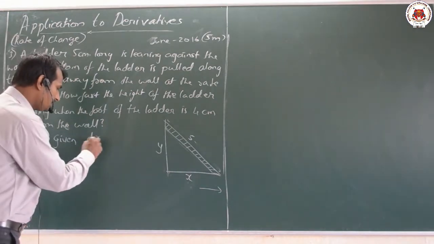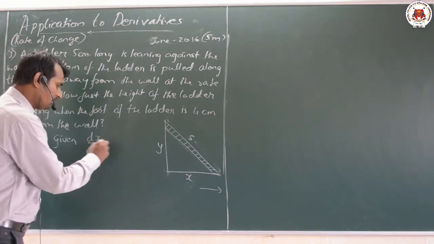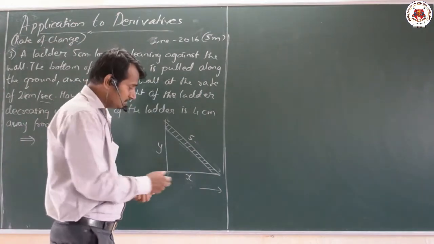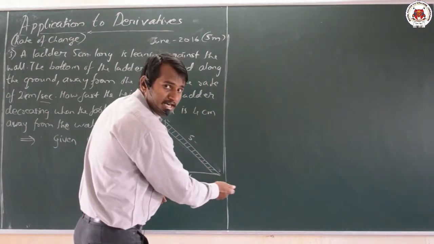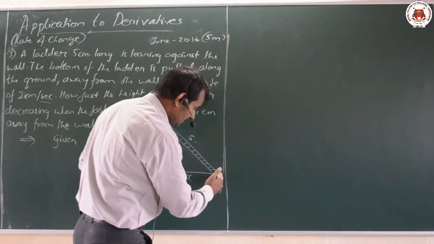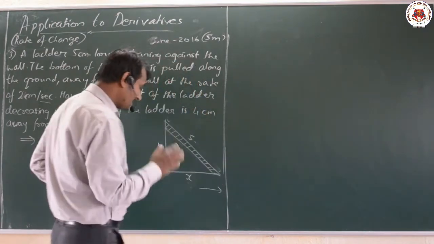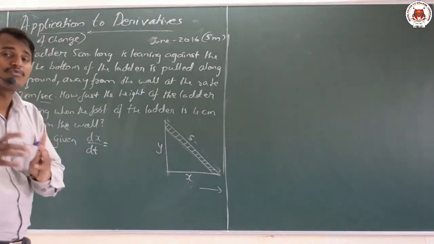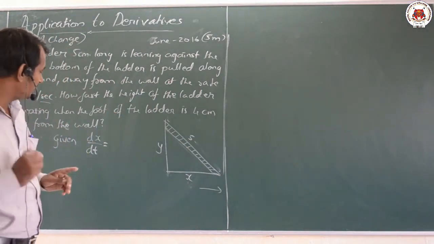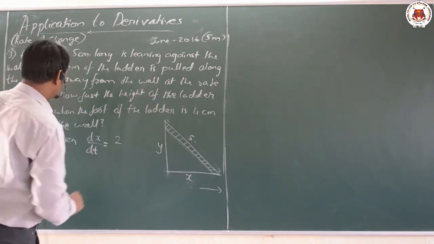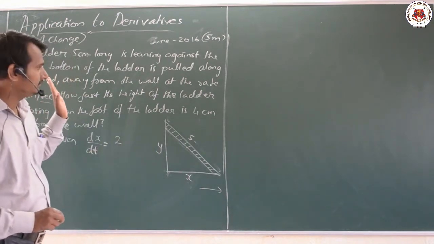Given dx by dt. What do you mean by dx by dt here? The rate of change at the bottom. Since we are pulling the bottom of the ladder in that direction, what happens to x? x increases. X increases means there is a rate of change in x with respect to time. And what is the rate he has given? 2 centimeter per second. First thing.